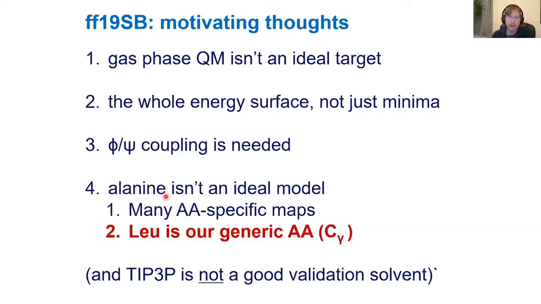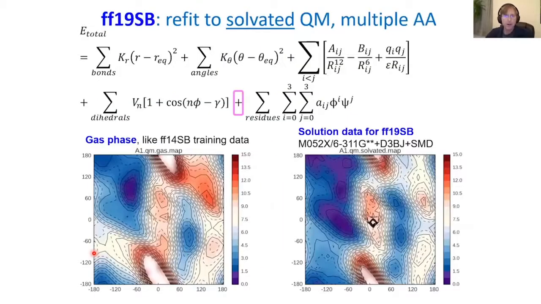It's an outlier in a lot of properties, just like glycine and proline are. And so we decided that leucine is really more representative, with a gamma carbon. Most of our amino acids have specific maps, but when we don't have one, we use leucine. And then the last thing, based on work from Alexey and others, we decided not to use TIP3P for validation like we did in ff14SB because it has a lot of issues of its own. So we're using a 2D CMAP like is done in CHARMM.